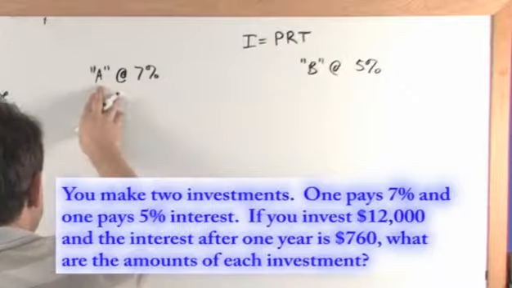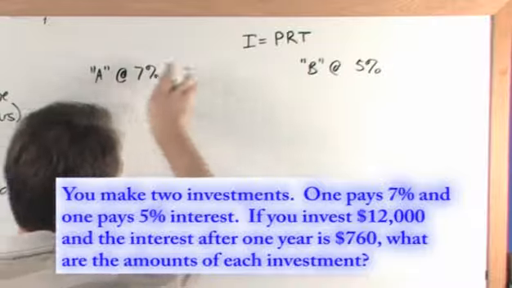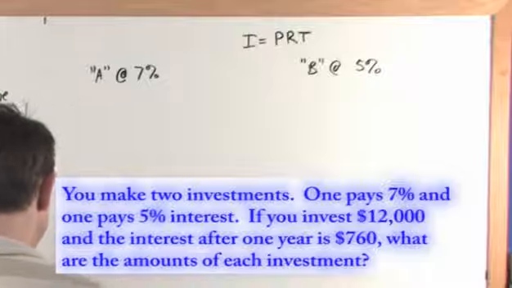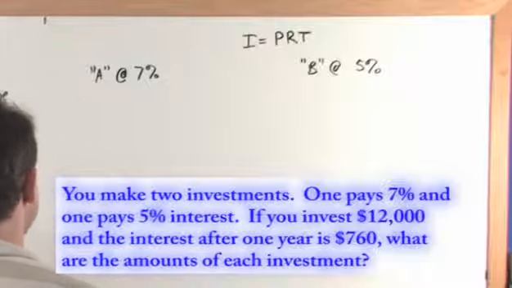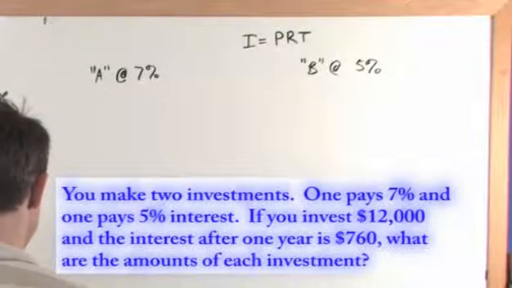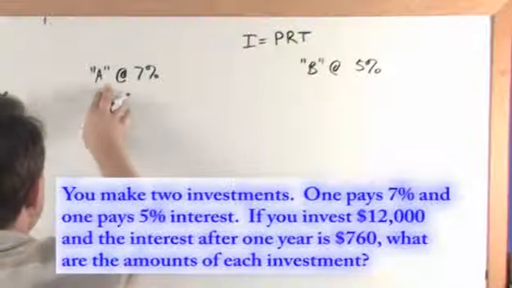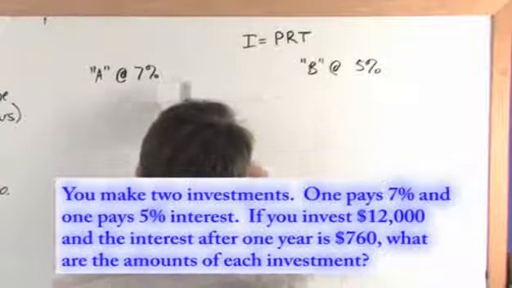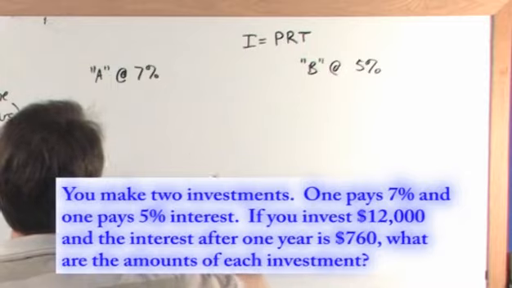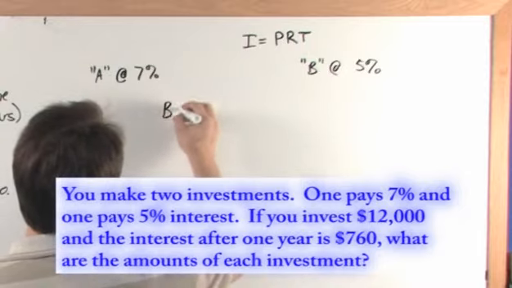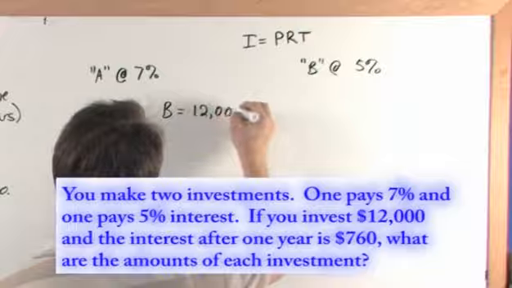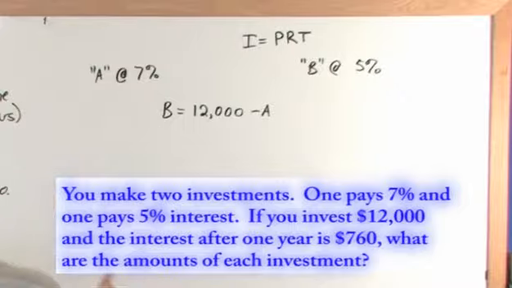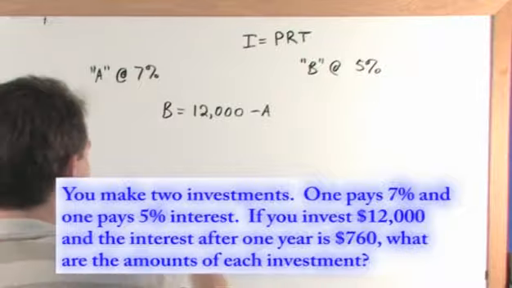So the variable A is going to represent how much money we put in A, and the variable B is going to represent how much money we put into B. Okay, so the first thing to remember is if I put A dollars into here and B dollars into here, A and B are related because B is simply equal to 12,000 minus A. That's the first equation, because the problem says your total investment was $12,000.